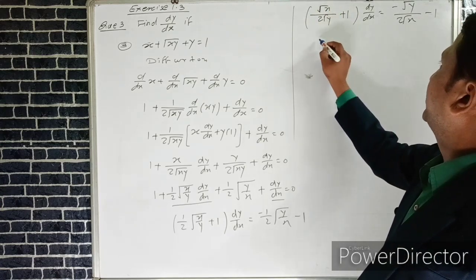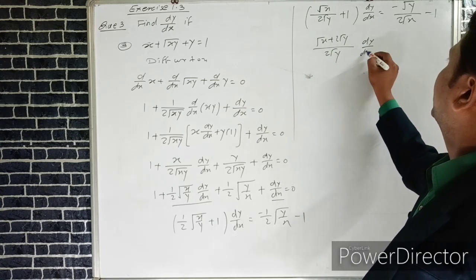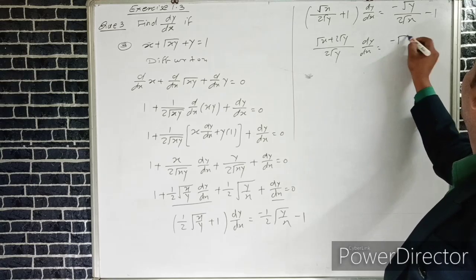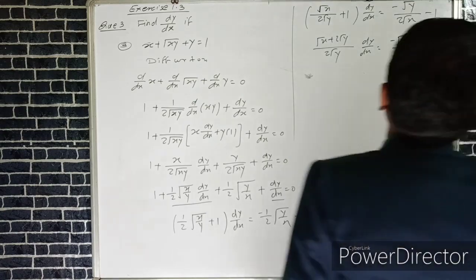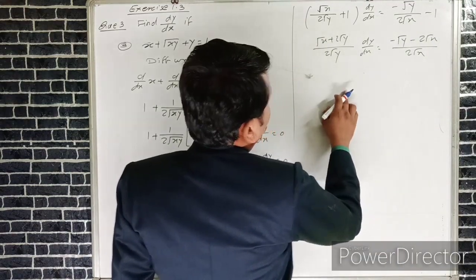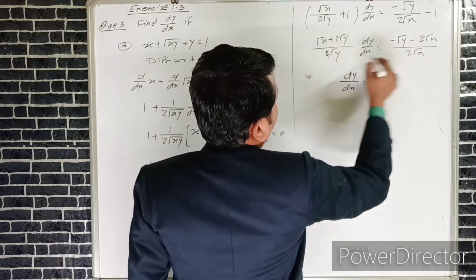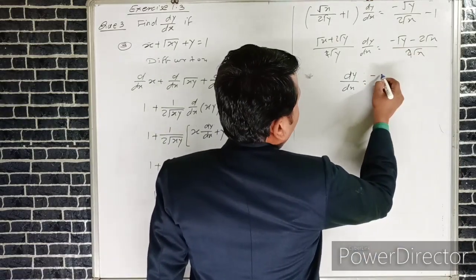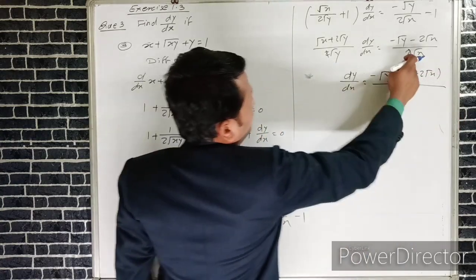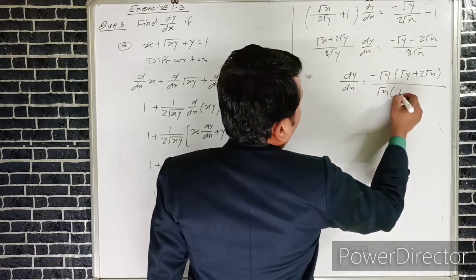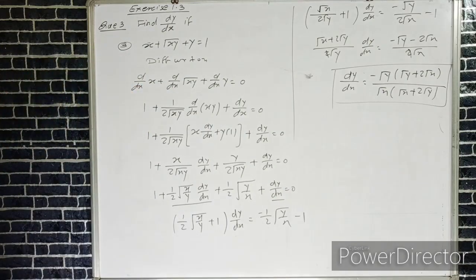If we take the cross product, we can write under root x plus 2 root y upon 2 root y into dy by dx equals minus under root y plus 2 under root x upon 2 root x. If we cancel both terms and take the minus sign common, the 2 is cancelled. We can write dy by dx equals minus under root y into under root y plus 2 root x upon under root x into under root x plus 2 root y, which is the required derivative dy upon dx.